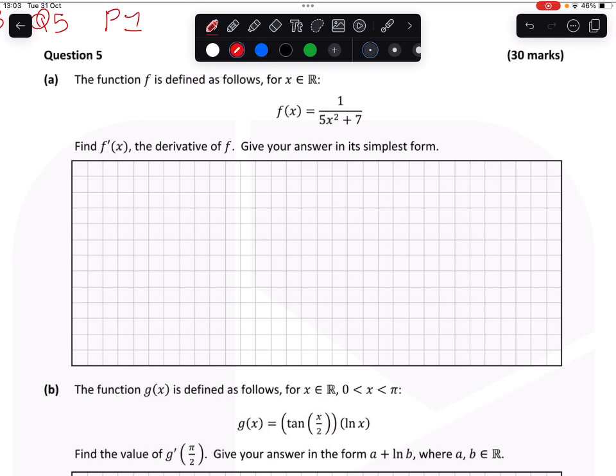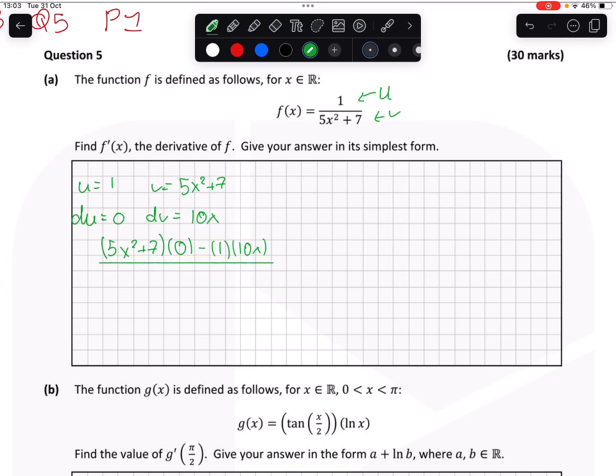First of all, we have one number over another, so we can go straight ahead and do the quotient rule, where the top one is going to be u and the bottom is going to be v. So u is 1, so du is 0. And v is equal to 5x squared plus 7, the derivative of which is 10x. So we have 5x squared plus 7 multiplied by 0 minus 1 times 10x, and this whole thing gets divided by 5x squared plus 7, all squared.